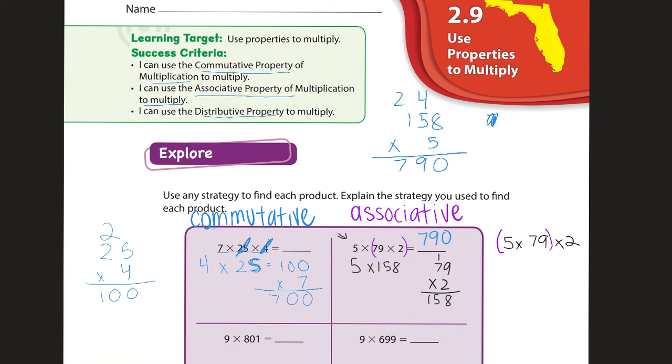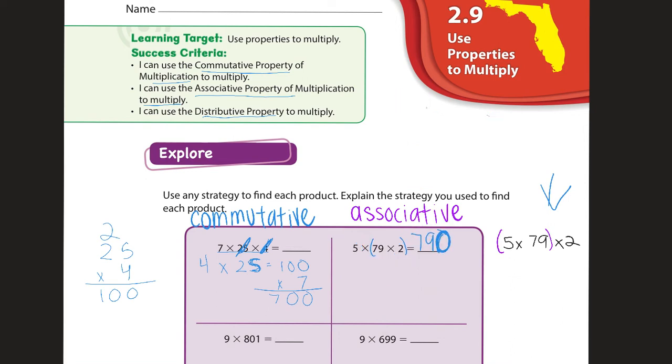Let me review that. I started with 79 times 2. I still have that over here. I got my answer of 158, and then I multiplied that by 5 because that's what was left. So I have to multiply whatever I got over here by 5. My answer to this was 790. Let's see if this gives us 790 as well.